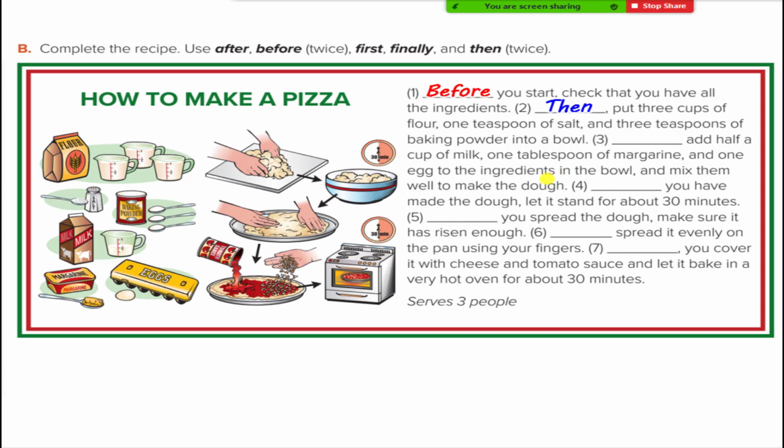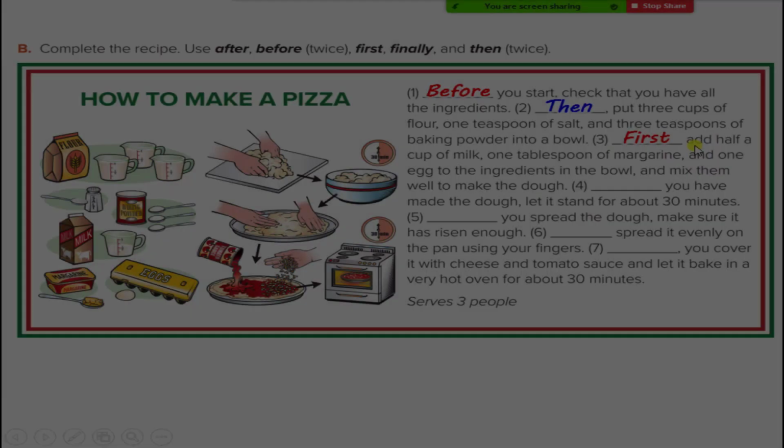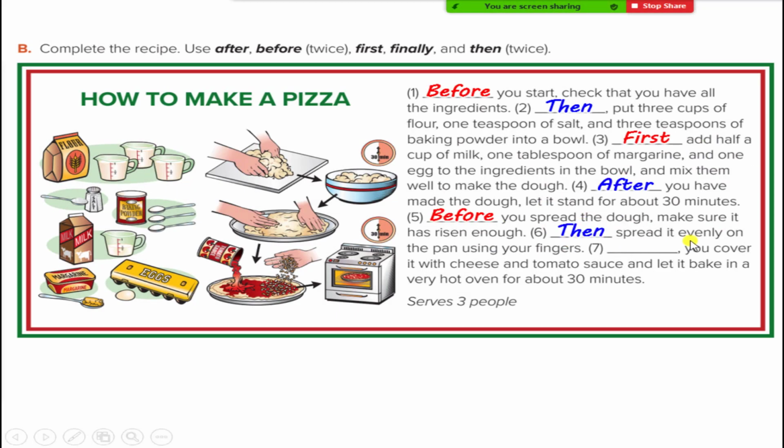3. Yes, Muhammad Nasser. First, add half a cup of milk, 1 tablespoon of margarine, and 1 egg to the ingredients in the bowl. Okay, thank you, Muhammad. Finally, you cover it with the cheese and tomato sauce and let it bake in a very hot oven for about 30 minutes. Serve 3 people.